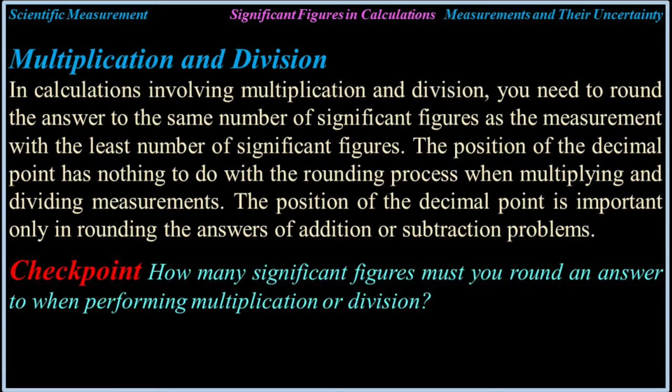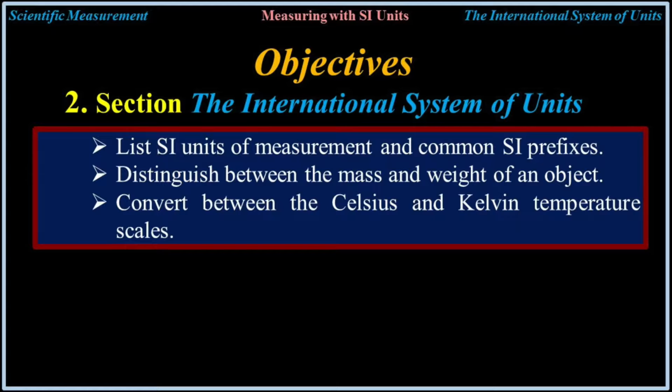Checkpoint. How many significant figures must you round an answer to when performing a multiplication or division? Multiplication and division is a function of accuracy, and the number of significant figures is a function of accuracy. The more significant figures you have, the more the accuracy. The fewer significant figures you have, the less the accuracy. When multiplying and dividing, your answer must have the same accuracy as the least accurate value, so the fewest number of significant figures.